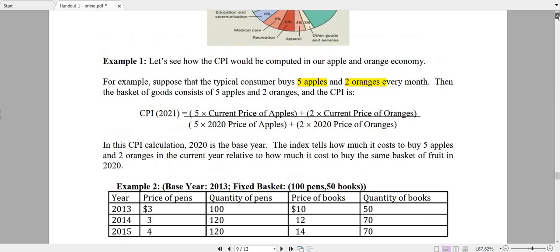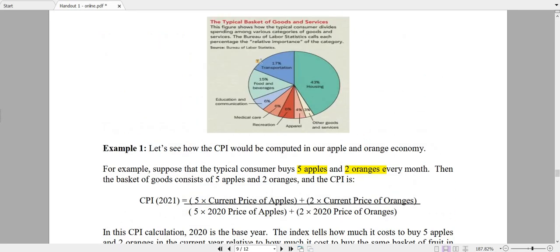I've just shown you that in reality the basket is going to contain all the commodities which a typical consumer consumes, and from the US data you can see that a typical consumer spends around 43% of his income on housing, 17% on transportation, and so on. I am simplifying this example and assuming that our typical consumer consumes only two commodities, which are apples and oranges, and this is the amount that he consumes per month. So he consumes 5 apples, 2 oranges.